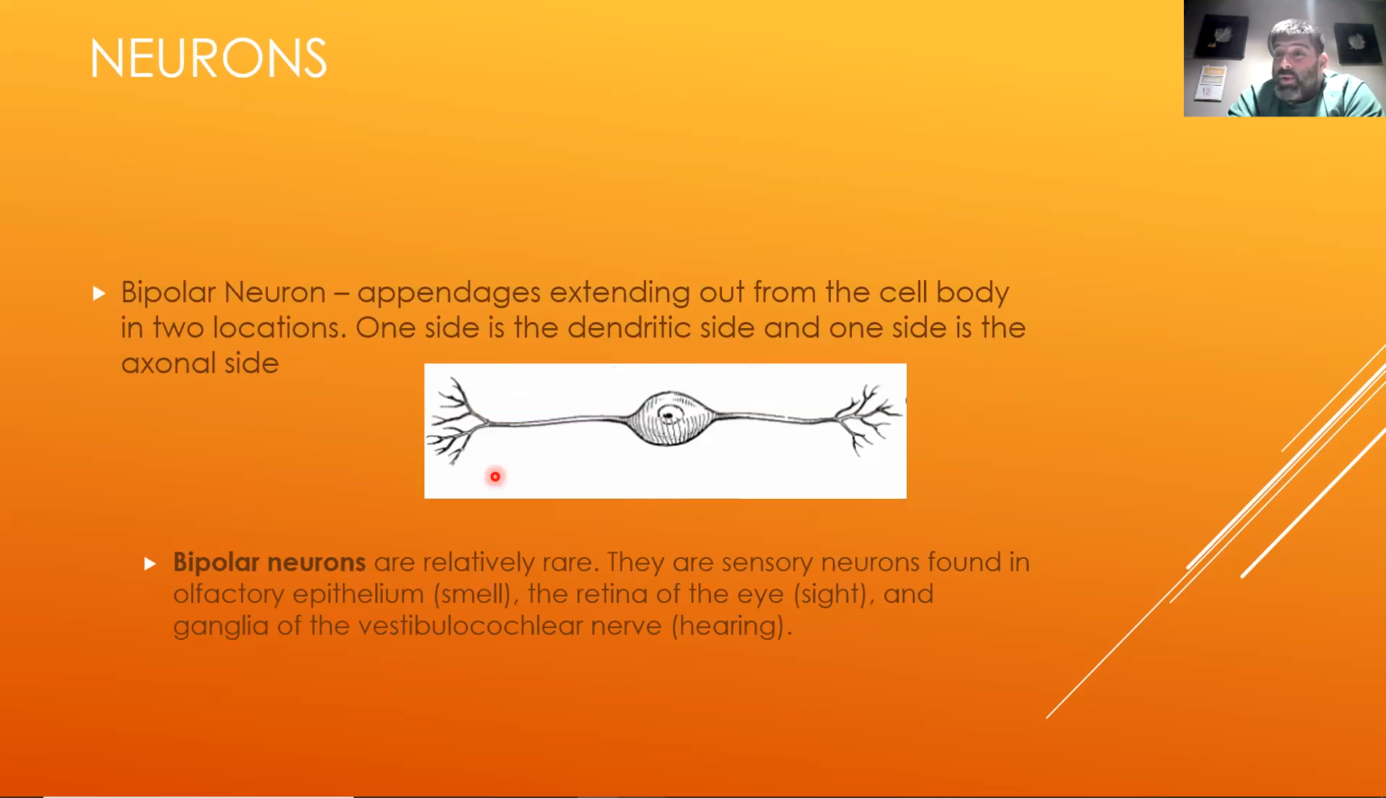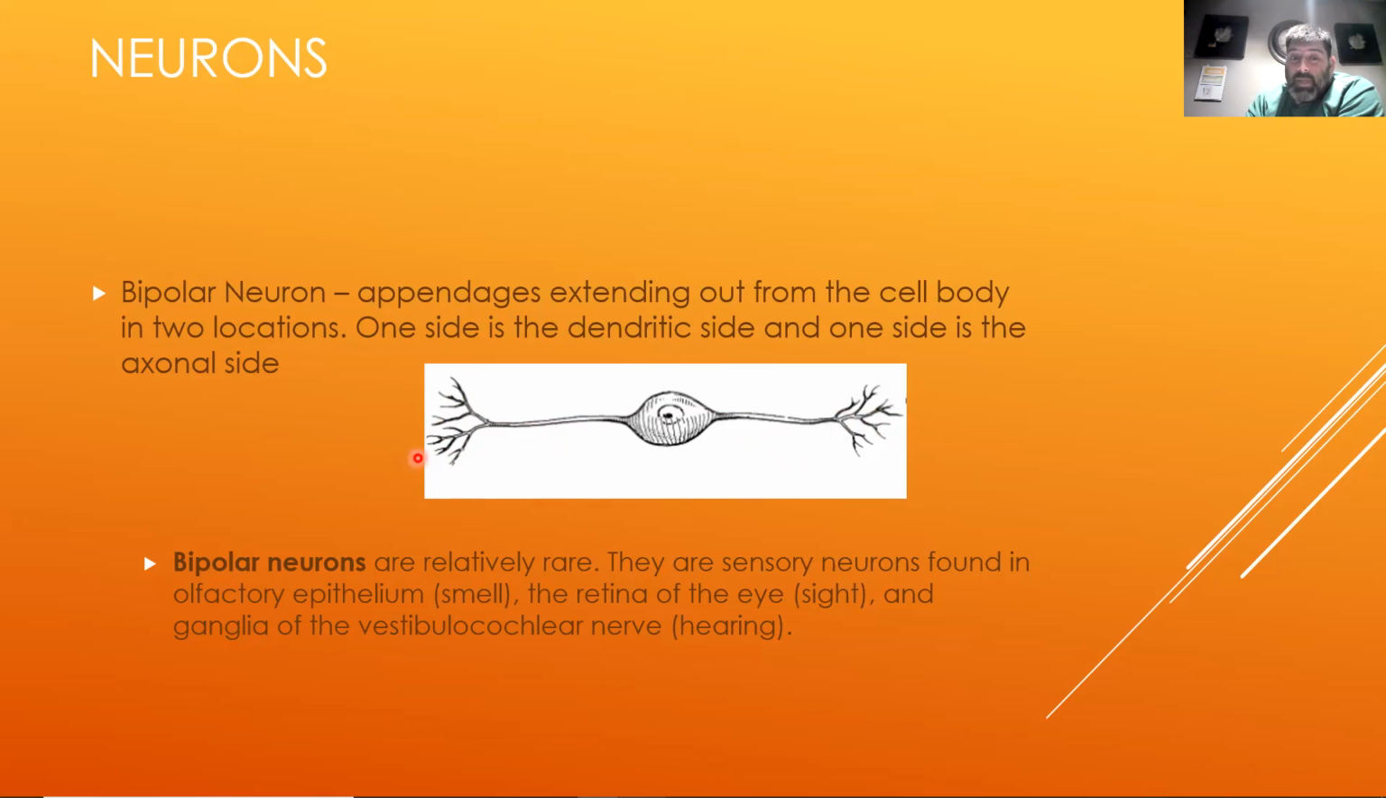We do see bipolar neurons. These are, again, a little bit rare, but they're not rare as in they aren't found. They are found specifically in special sense organs. When we talk about special sense organs, we're going to see a lot of these bipolar neurons. And we call them bipolar neurons because the cell body has two appendages. Unlike the unipolar neuron, where there was only one appendage coming out of the cell body, in a bipolar neuron, we're going to see that there are two. One side would be the dendritic side, and one side would be the axonal side.